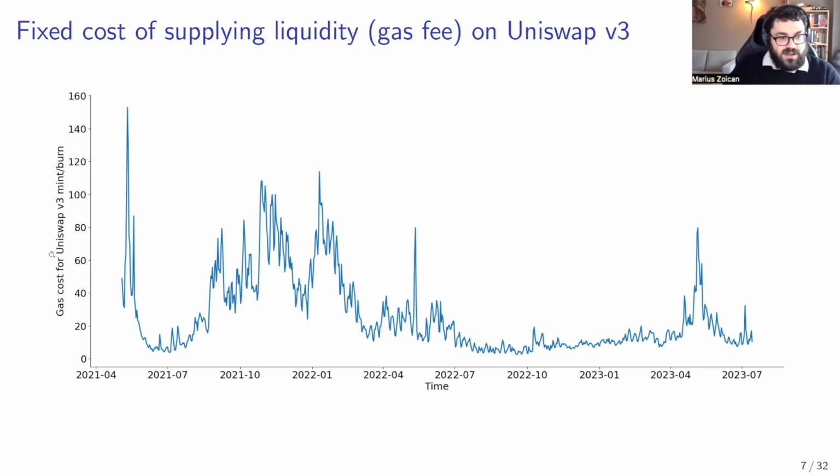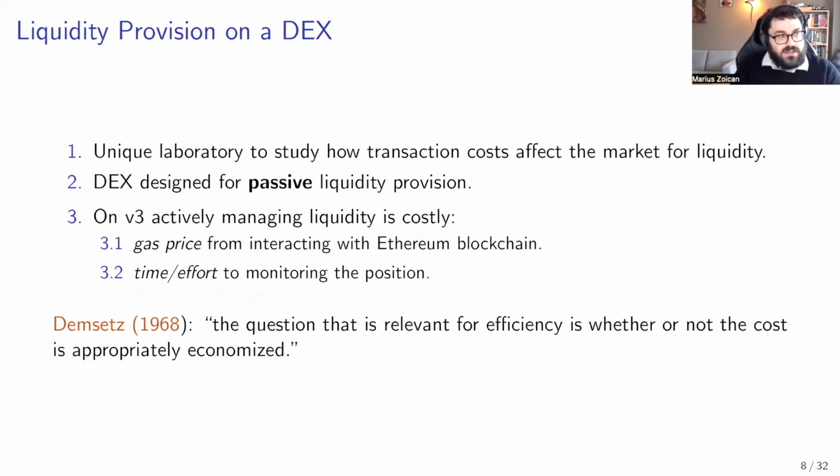Now, these gas fees are non-trivial. This is a plot of the gas cost for transactions that are basically just liquidity mints, in US dollars. Back in 2021, 2022, it could be over $100. More recently, it's $5, $6. But if the network is congested, it can spike up quite a lot. So these are non-trivial costs, and importantly, they vary a lot across time, even in our two-year sample. So we're going to use this variation to tease out empirically the effect of fixed cost on liquidity supply.